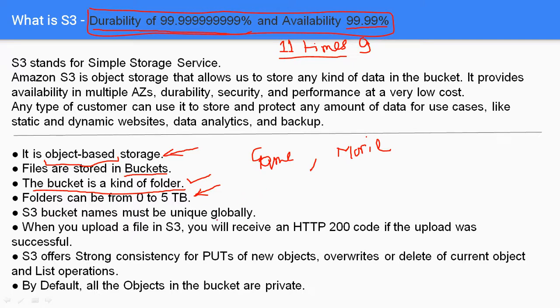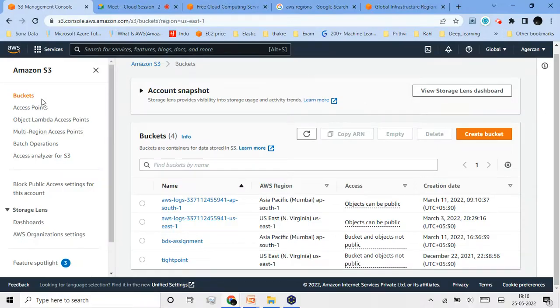S3 bucket names must be unique globally. When I'm creating a folder named game, I'm creating a bucket named game. So can you also create a bucket named game? No. In AWS, S3 is global. Global means all over the world. If I create one bucket, then you will not be able to create it. If that bucket exists, others cannot use it. Okay, it must be unique.